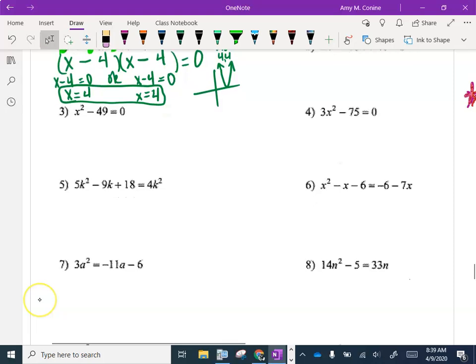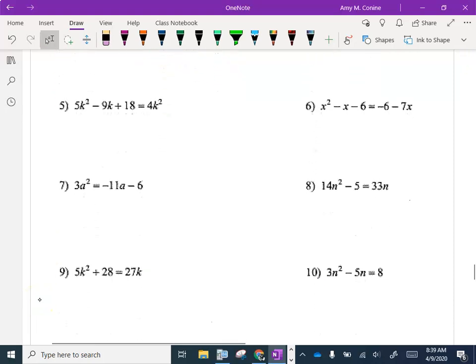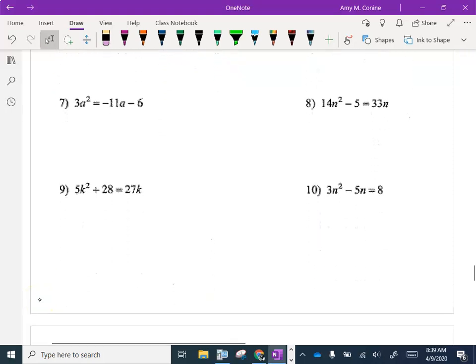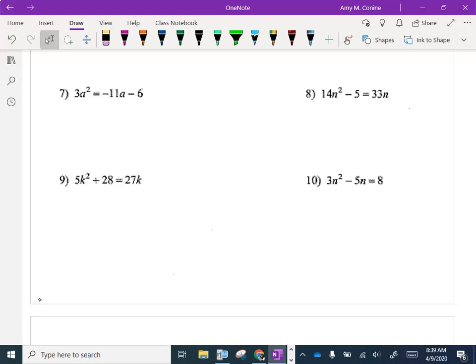Let's take a look at 7. We're not going to do 3 or 5. We'll jump down to 7. You need everything to one side because it has to equal 0. So I'm going to keep my number in front of the square positive. I'm going to move each of these other two terms over. So now I have 3a squared plus 11a plus 6 equal to 0.